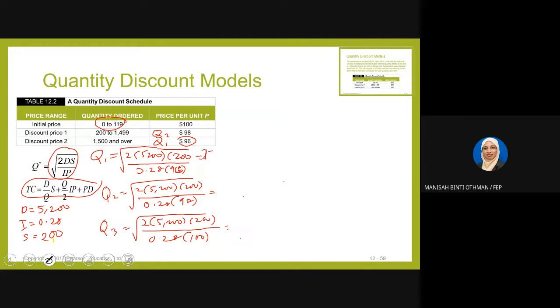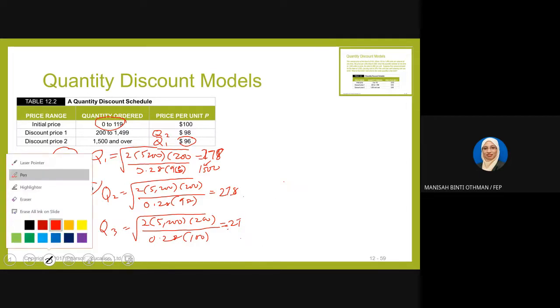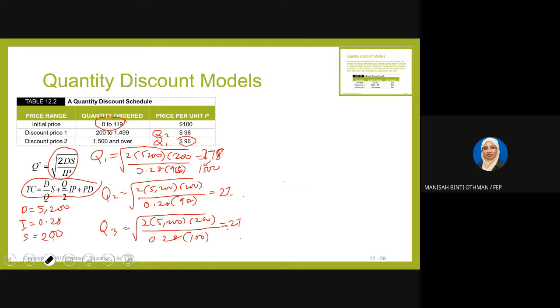275 increased to 1,005. This is 278 and this is 275. Is it correct or not? Correct. Alright, thank you.